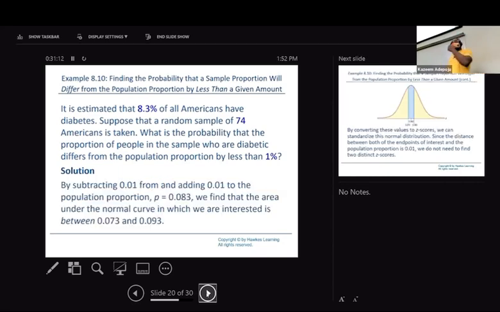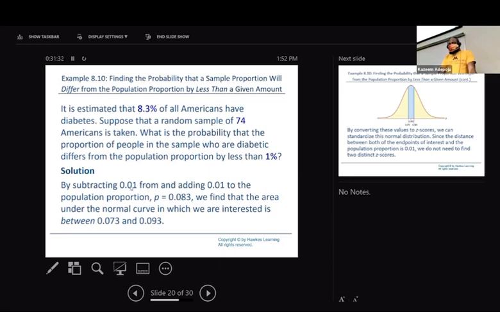Just like what we did on Friday, we subtract that amount from the center. We also add the amount to the center, right? The center here is actually 8.3%, which is 8.3 divided by 100, which is 0.083, right?